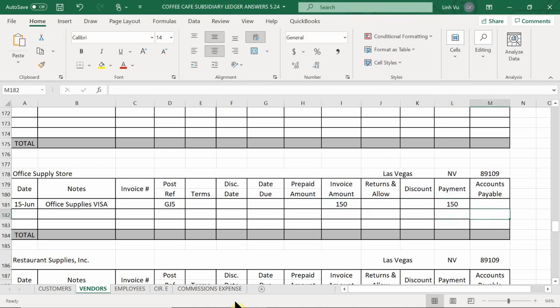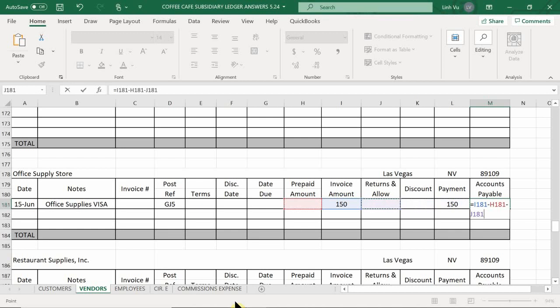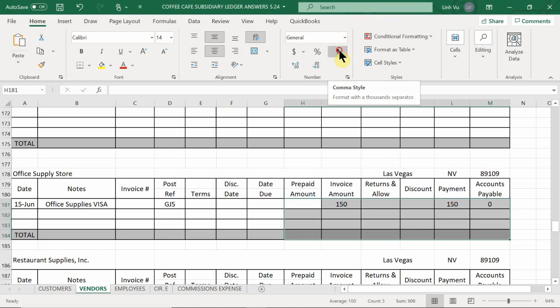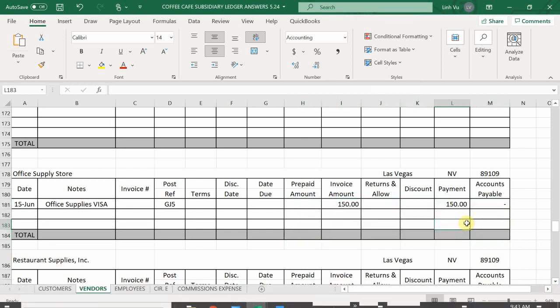Let's go ahead and practice the formula. What's my formula? Invoice amount minus prepaid amount minus return allowances minus discount minus payment. Which should give you 0 at the end of the day, because it's true, right? You go to the store, you purchase something, you don't owe the office supply store anything, but you do need to keep this receipt just in case you need to return any of your office supplies.